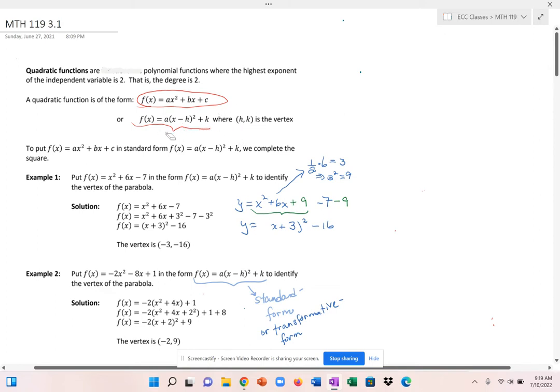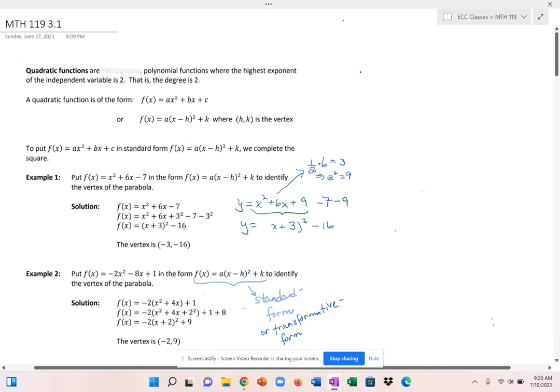So the second form is considered to be standard form. This is the standard form of a quadratic function, and you can put a function that's not in standard form, in other words, from this form to this form, by using the completing the square method. Because when it's in standard form, you can easily pick out the vertex, which is an important point to identify on the graph of a quadratic, which is a parabola.